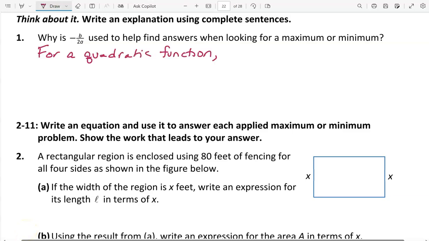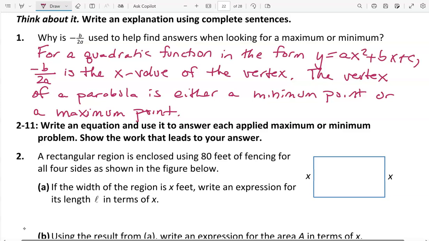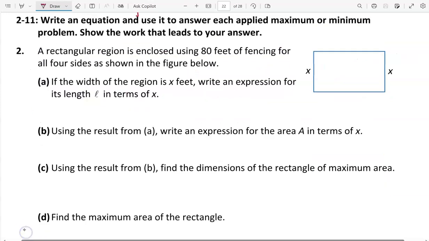For any quadratic function in standard form, or y equals ax squared plus bx plus c, negative b over 2a is the x value of the vertex. The vertex of the graph of a quadratic function, which is a parabola, will either be a minimum point or a maximum point. In 2 through 11, we're asked to write equations and use them to answer each applied minimum or maximum problem and show our work.